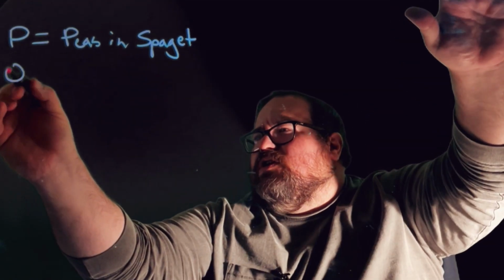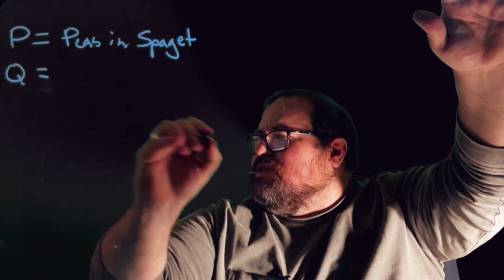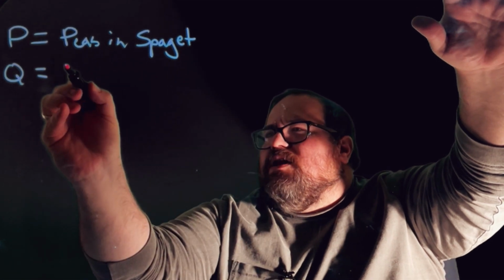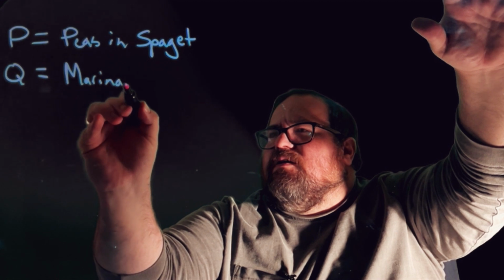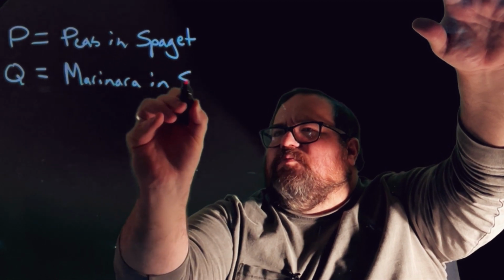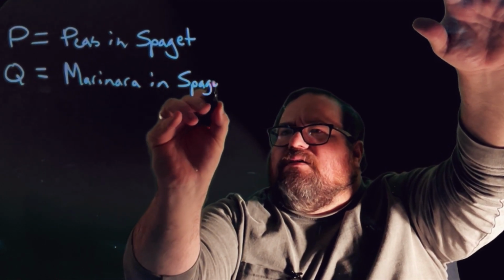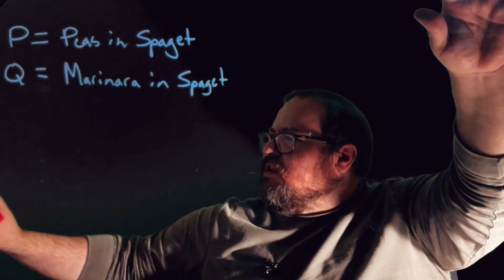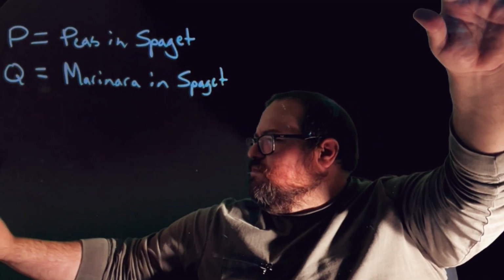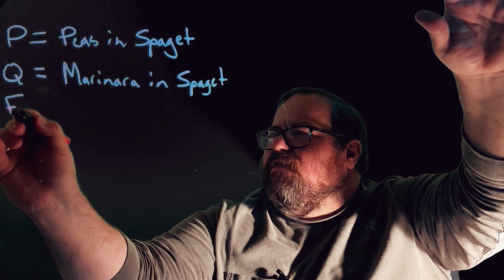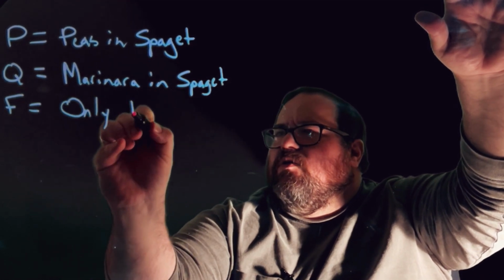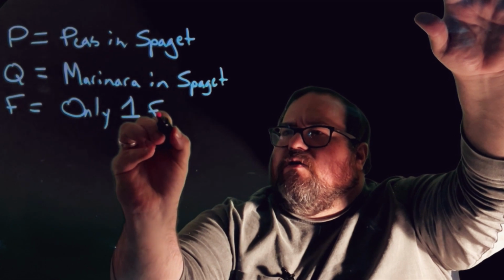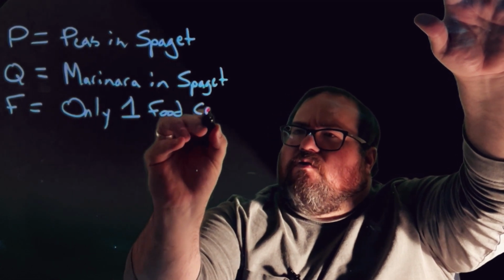We will use Q to represent marinara in spaghetti. And then we will use F to equal only one food crime.